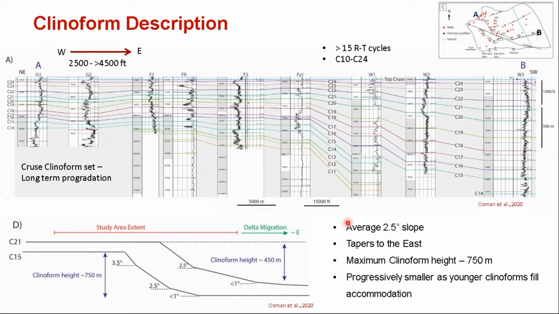Now, the average slope for our clinoforms is about 2.5 degrees, and they taper towards the east of the margin. From our most complete oldest clinoform, we can see the clinoform height is about 750 meters. Now, this is undecompacted, but it represents a potential water depth of 750 meters. However, subsequent younger clinoforms have much smaller heights of only 450 meters. This could represent the progressive filling of accommodation as the system progrades towards the east.